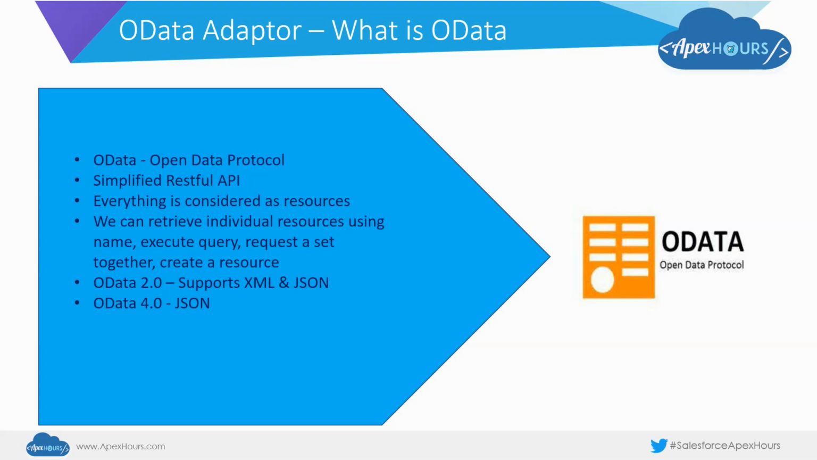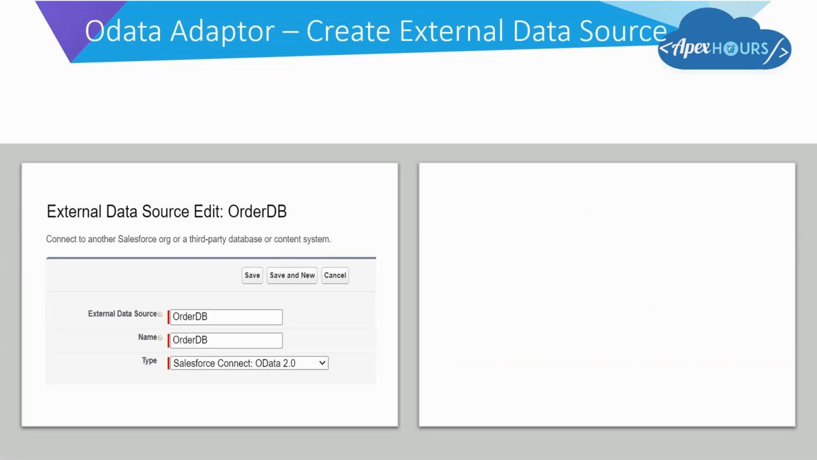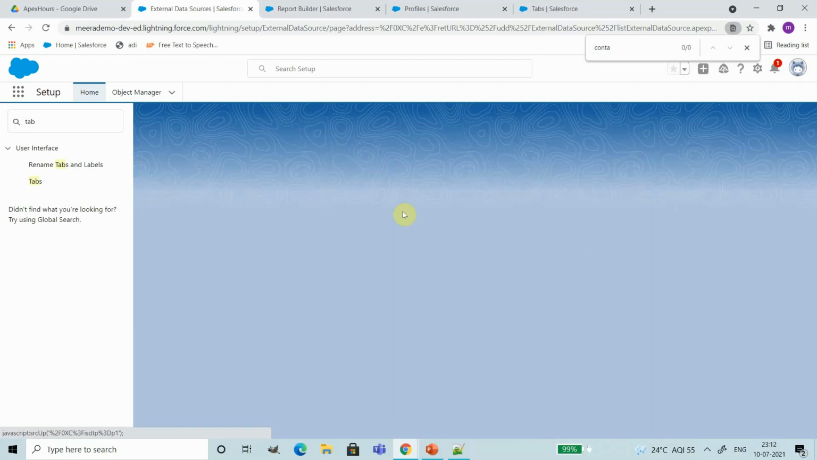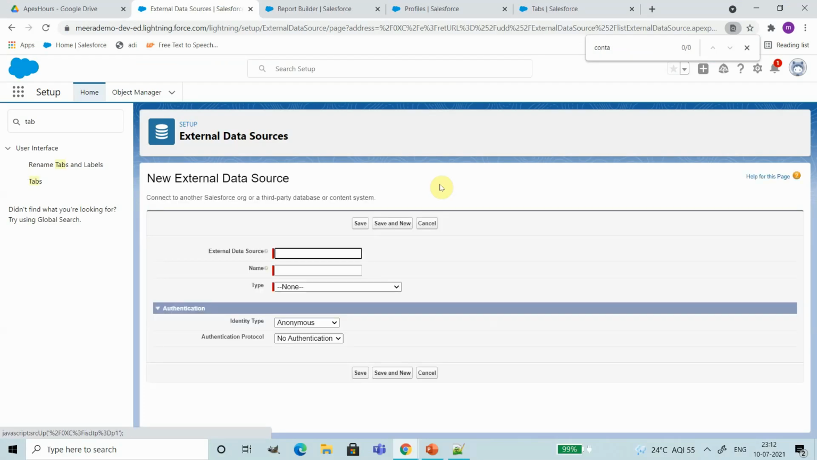OData has two versions, 2 and 4, where 2 supports both XML and JSON format, and OData 4 supports just JSON. Now, let us go back and see how we will be able to utilize OData adapter and set up connection with an external system. I'm trying to create a new external data source.